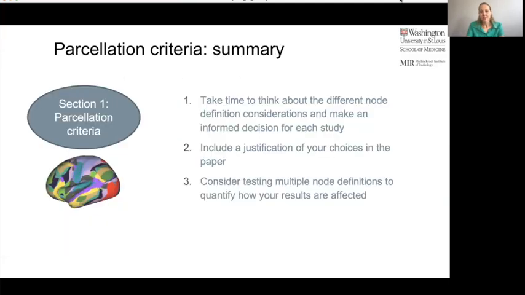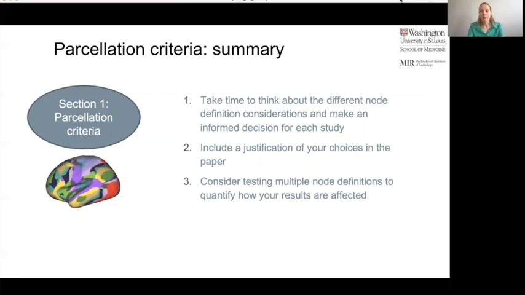So in summary, for section 1, I would really encourage you to take the time to think about different node definition considerations, all of the different options that we've listed here and all of their advantages and disadvantages, and make an informed decision for your study. If you rush in and just want to get to the interesting stuff for network neuroscience, you might end up shooting yourself in the foot, because how good the interpretations are really stand or fall with how well designed your nodes are in the first place.